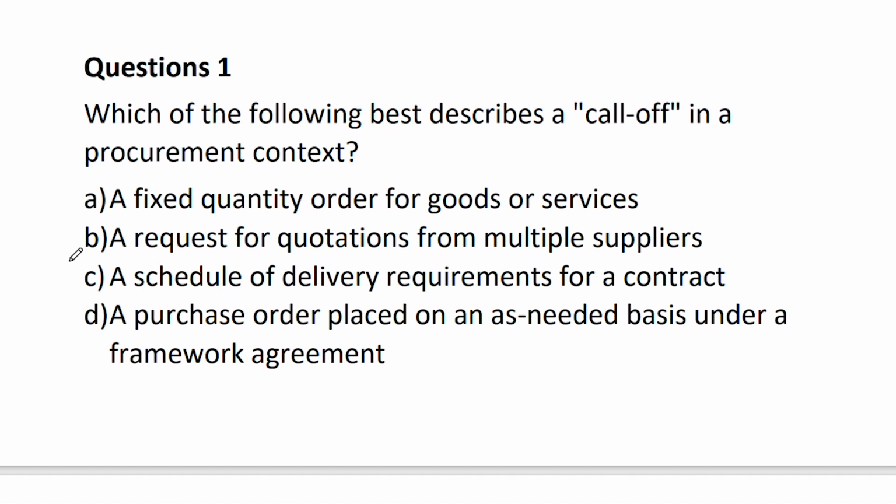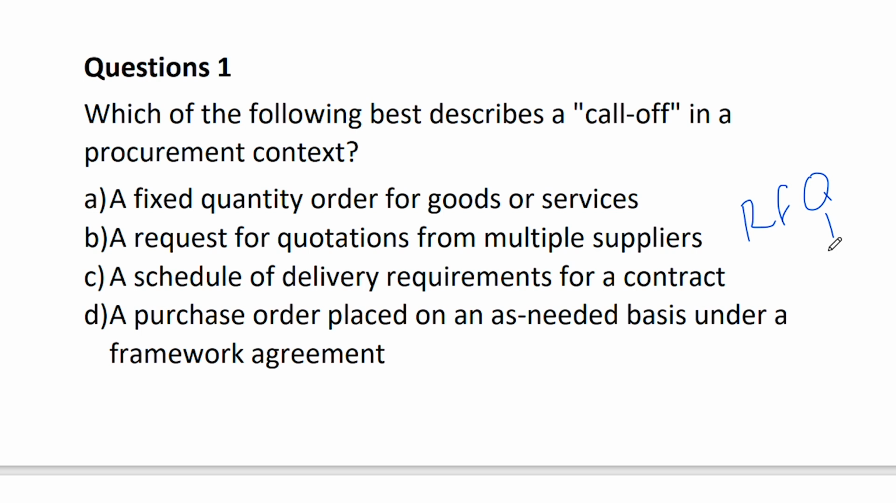So a fixed quantity order for goods or service, a request for quotations from multiple suppliers. A request for quotation is basically RFQ, rather, okay? RFI is request for information. A schedule of delivery requirements for a contract. Yeah, it's just that. That's a schedule of delivery.